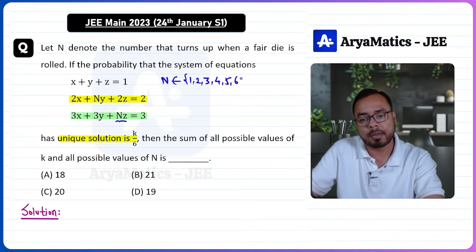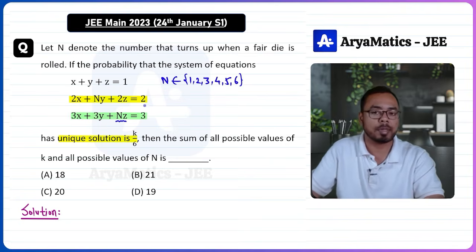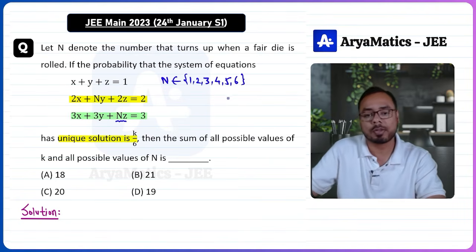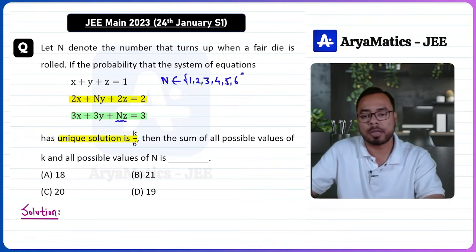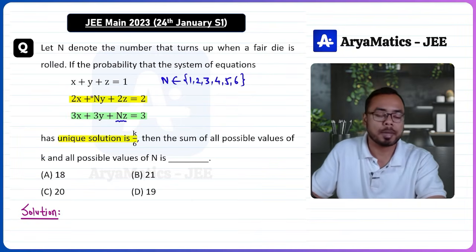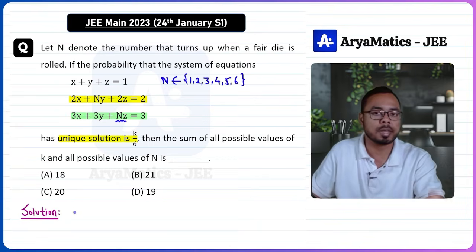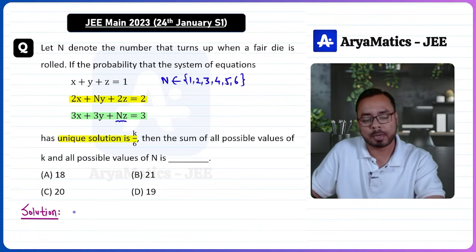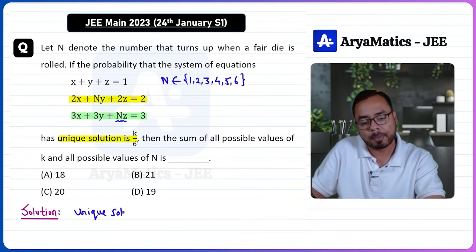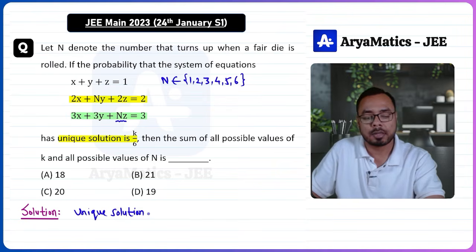So if we select any one number from here, then we have to find the probability that this system of linear equations will have a unique solution. Now remember, the condition for a unique solution is that the determinant of the coefficient matrix must be non-zero, right? That is the condition for a unique solution: if the determinant of the coefficient matrix, that is delta, is non-zero, then the system of linear equations will have a unique solution.